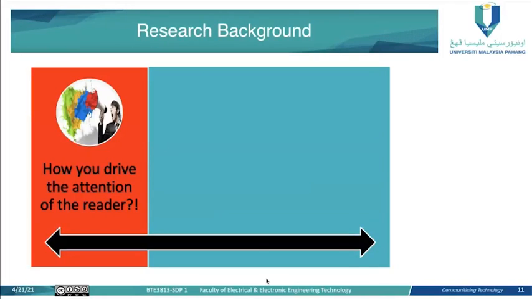So it should be more attractive to the reader, it should get their attention, because during the presentation later on for SDB1, or for your thesis or your poster in SDB2, the first part that you are going to present is your research background. So what's the background of your research? What are you going to do?